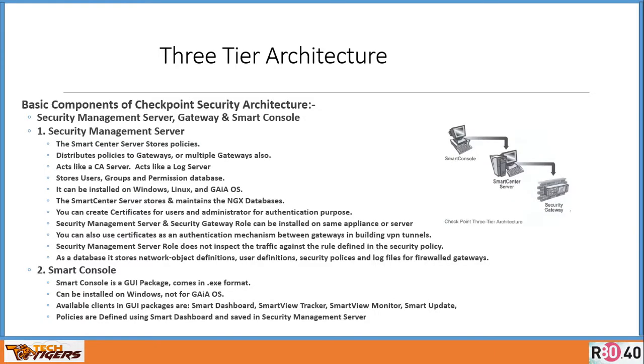So when I say the three-tier architecture, one of the most important things that you need to understand in Checkpoint is the components that actually make the secure architecture. So it has three important components. The basic components of Checkpoint security architecture: one is called the security management server, the other is called the gateway, and the other is the smart console. Each of these three components plays a very important role, and all three work in concert with each other to provide a secure architecture.